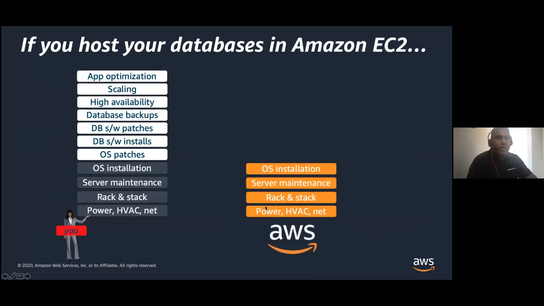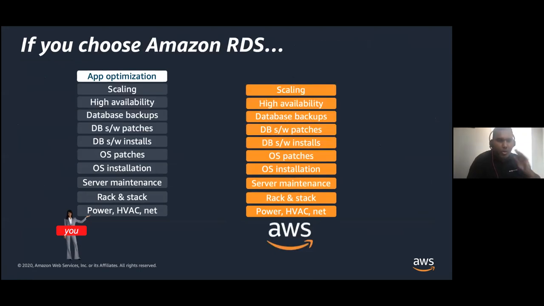So in this model, what does AWS take care of? AWS not only takes care of the power, the rack and stack, the server maintenance and OS installation, but all the other stuff as well. The OS patches in RDS, you don't have to worry about that. The database software install, you don't have to worry about that. Software patches, even the backups are automated, and there's high availability.